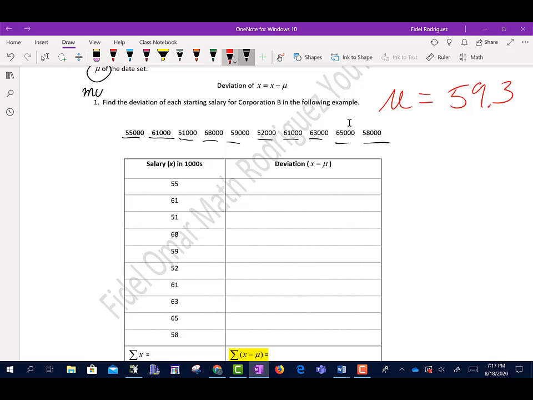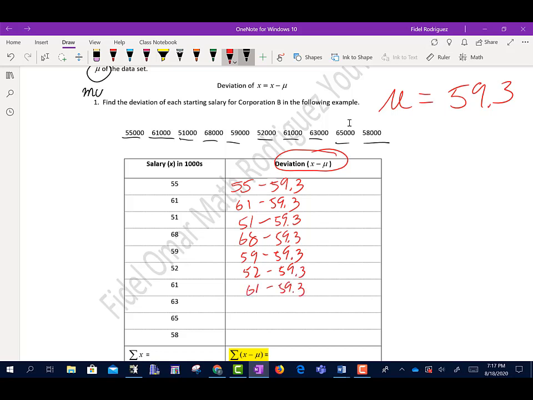Okay, what we want to do is we want to find what we call the deviation. We're going to do this. We're going to take 55 minus 59.3, 61 minus 59.3, 51 minus 59.3, 68, 59, 52, 61, 63, 65, 58. Okay? So I'm going to take all those differences, okay?